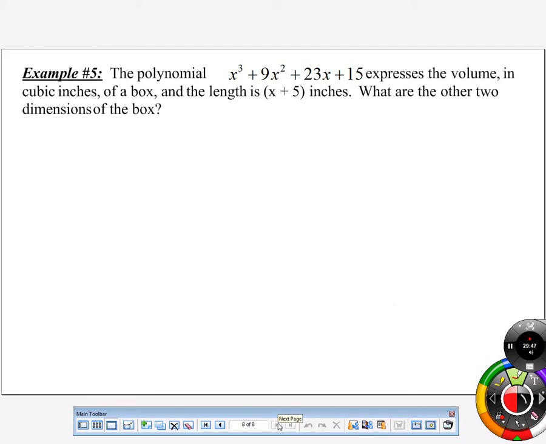Okay, so here's a polynomial. This polynomial is supposed to express the volume in cubic inches of a box. If you know the length of the box is x plus 5 inches, what are the other two dimensions of the box? Talking, so share with us if you have something to say. So ideas. Is there someone that hasn't talked to me at all today that has a starting point or an idea for us? All right, Stephanie, I guess you can start.